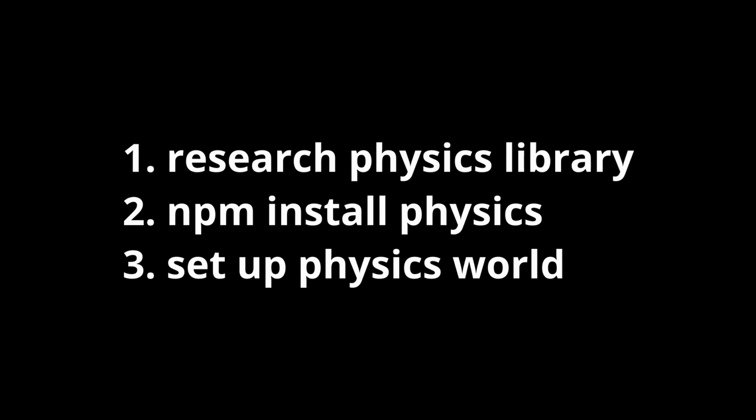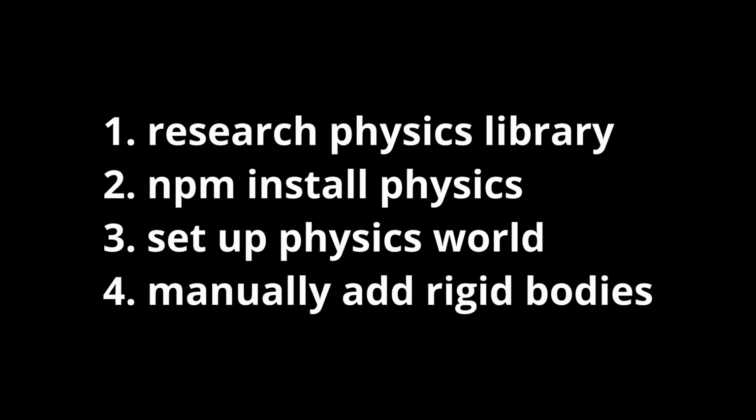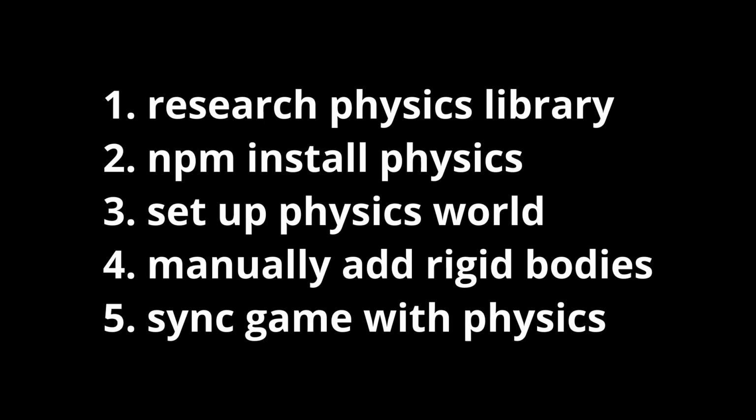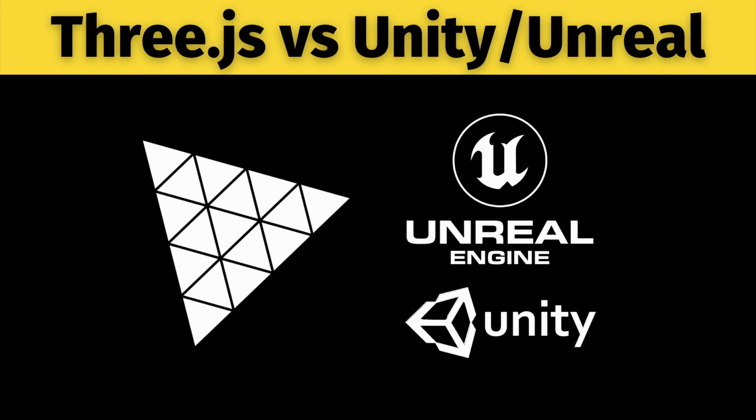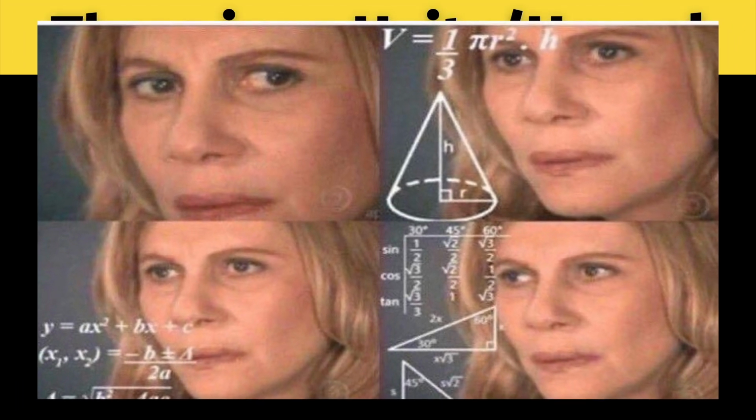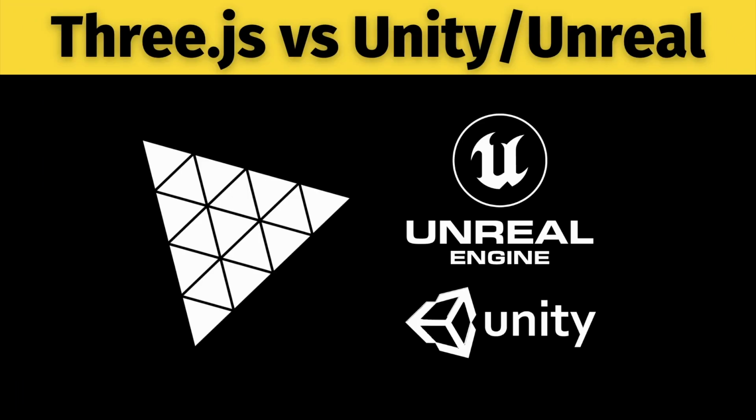You have to first find a physics library, install it into your project, set up the physics world, add compound bodies without an easy-to-use UI, and also sync the game world with the physics logic. What takes one click in Unity or Unreal took days of research, multiple failed attempts, and dozens of lines of code in JavaScript. Now, looking back on this, the task doesn't feel so bad, but 4 weeks ago, I had no idea what I was doing. Just take a look at some of these demos.